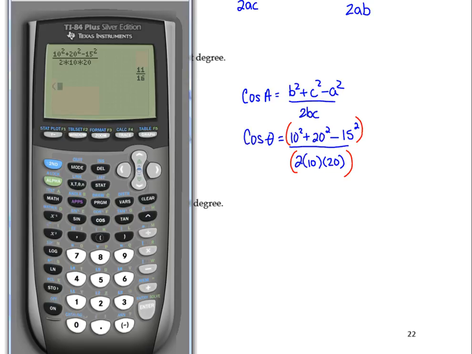So bracket 10 squared plus 20 squared minus 15 squared, bracket, divided by bracket for the denominator, 2 times 10 times 20. Okay, question. Good. Gives you 0.6875. Do you get the same thing? Which happens to be equivalent to 11 over 16.